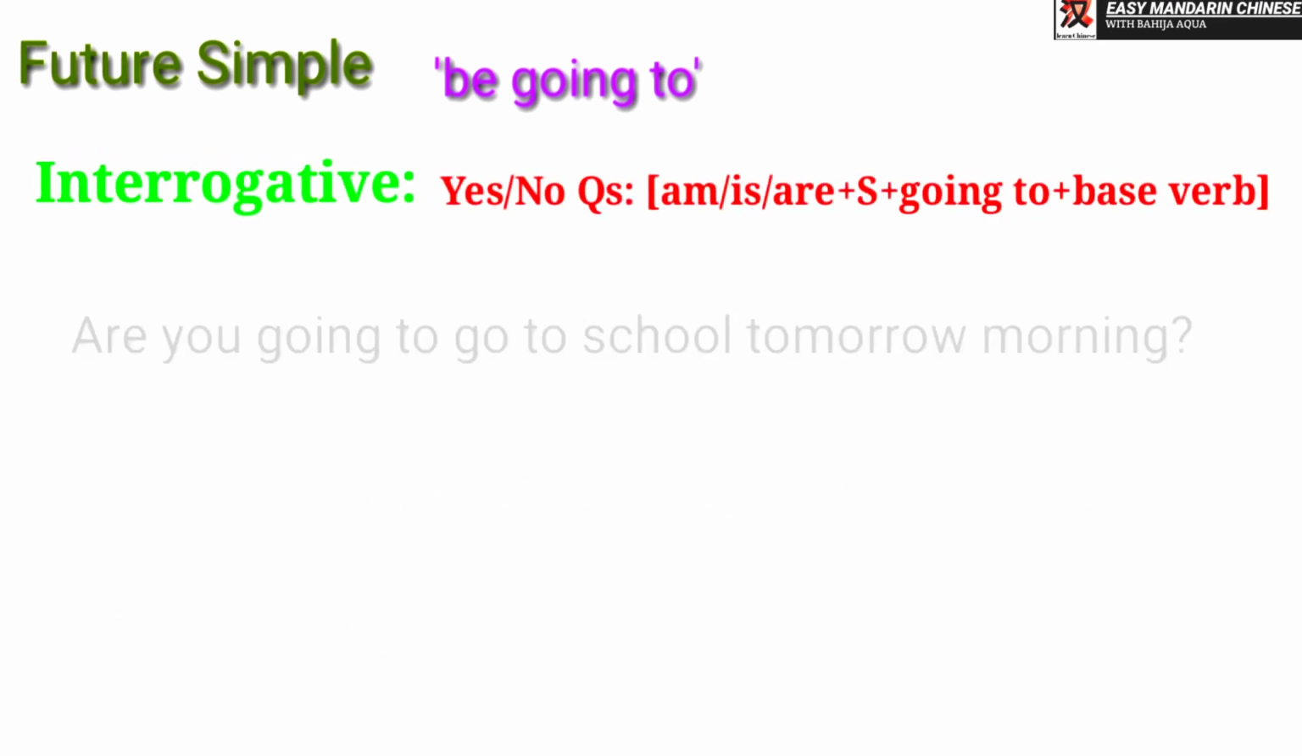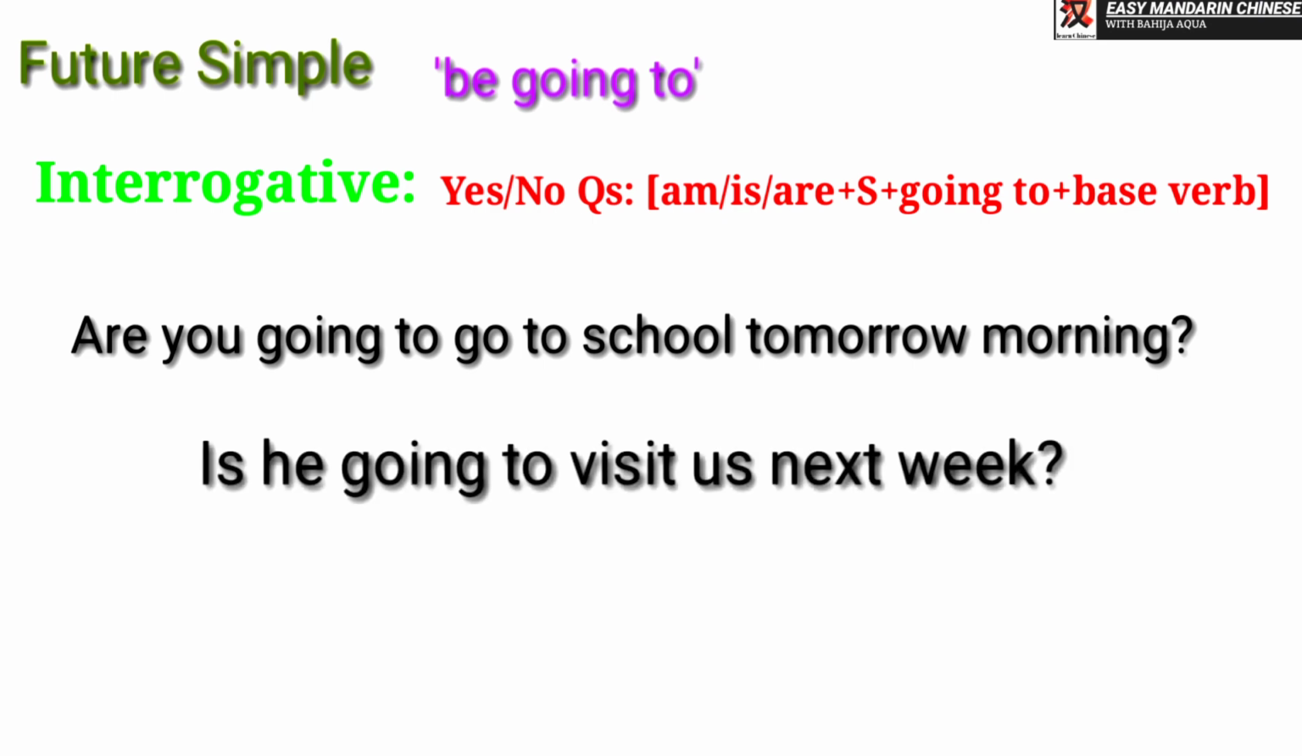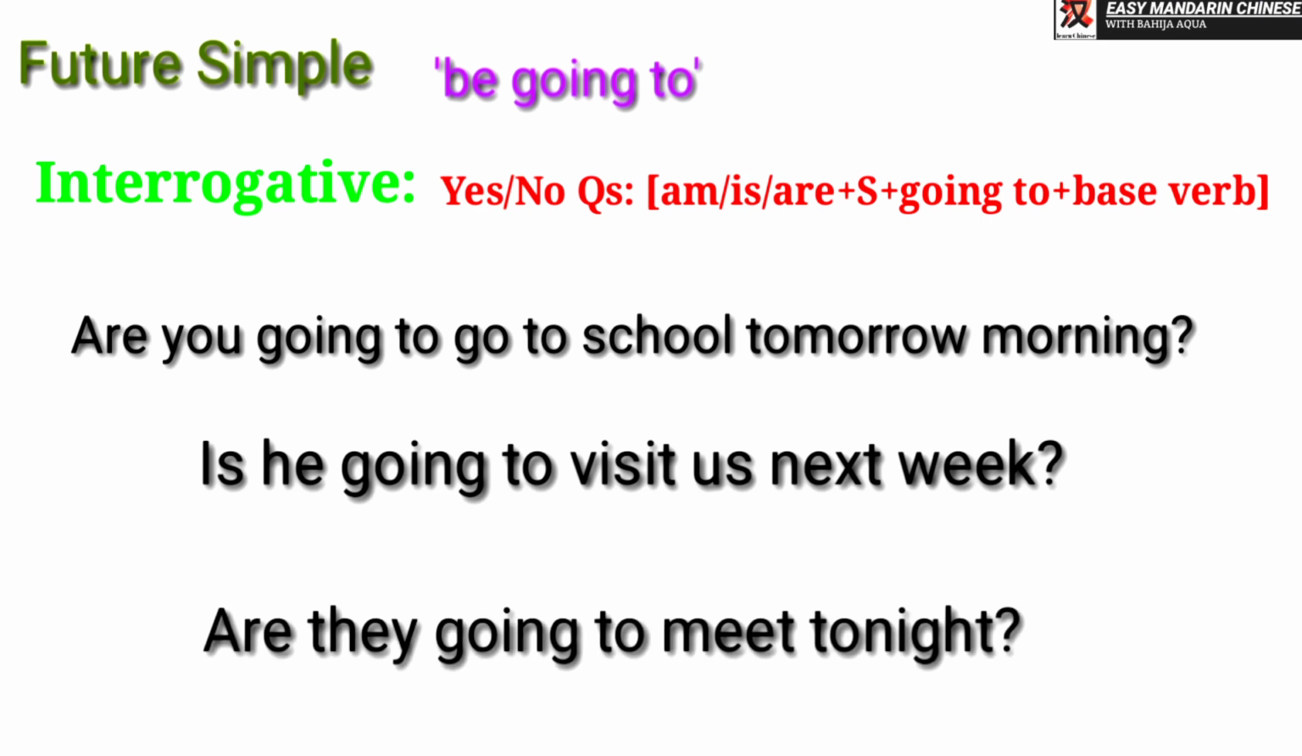Interrogative. Are you going to go to school tomorrow morning? Is he going to visit us next week? Are they going to meet tonight? So the interrogative form goes like verb to be, so am, is, or are, plus subject, plus going to, plus the base form of the verb.